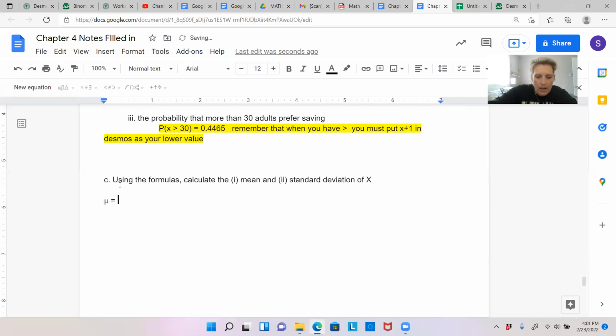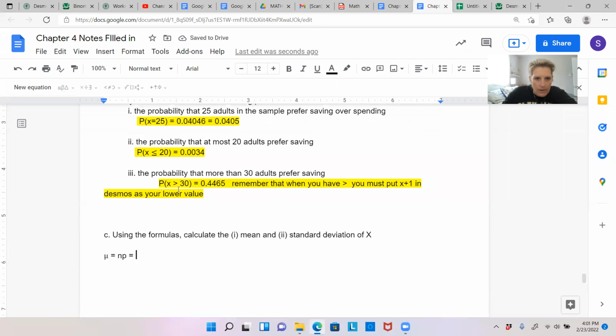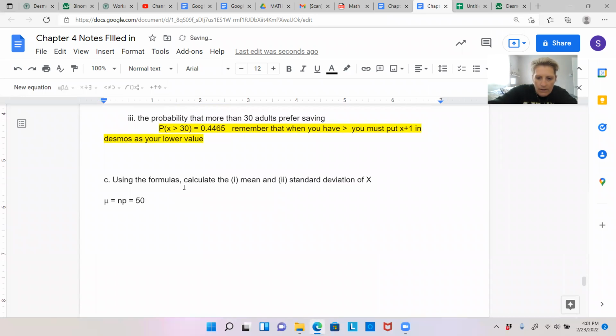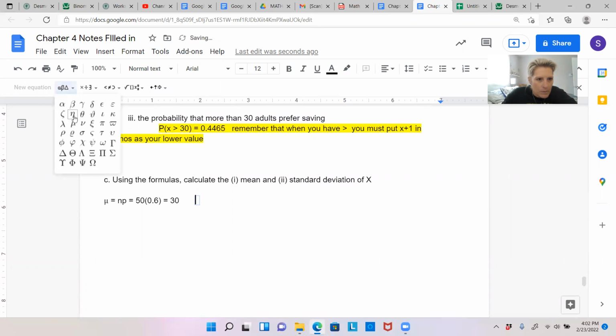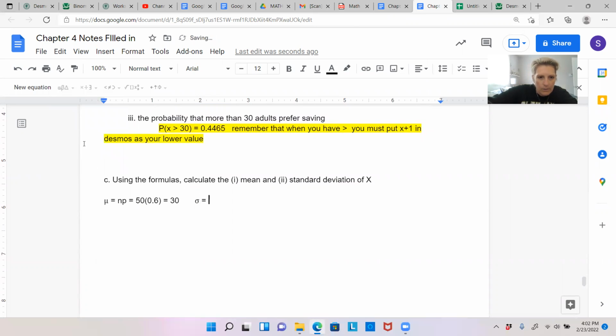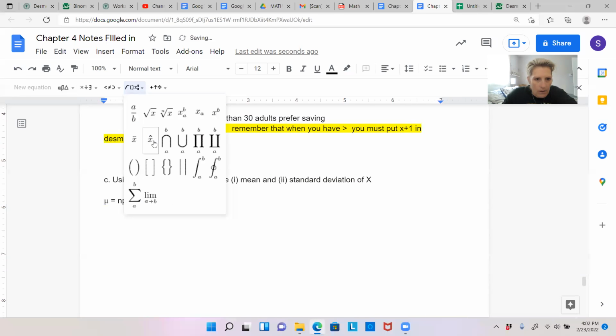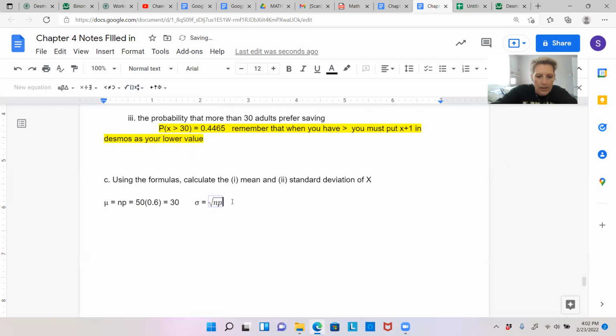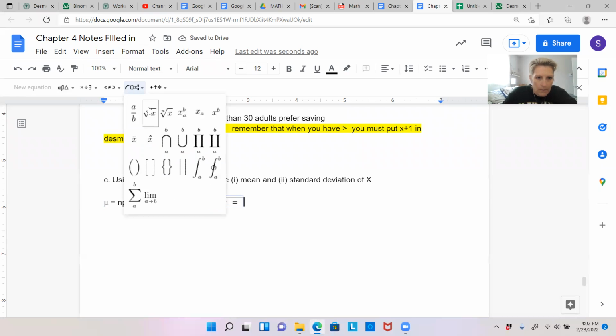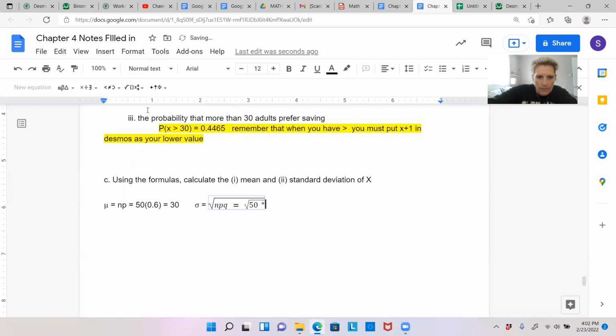Mu is equal to n times p. So for us, that's 50 times 0.6, which equals 30. And our standard deviation is equal to the square root of npq, which is the square root of 50 times n, which is 0.6, times, and we can just say 1 minus 0.6 if we want.